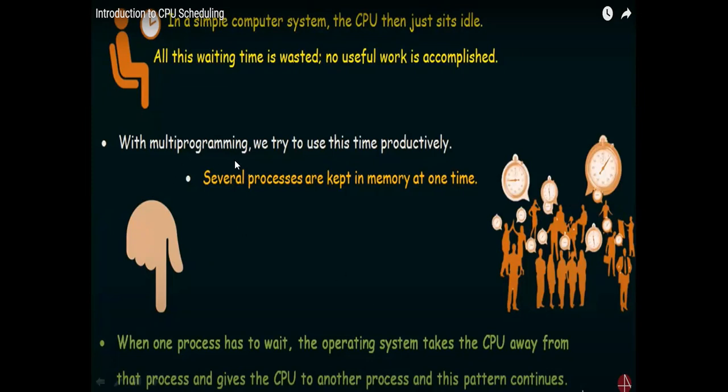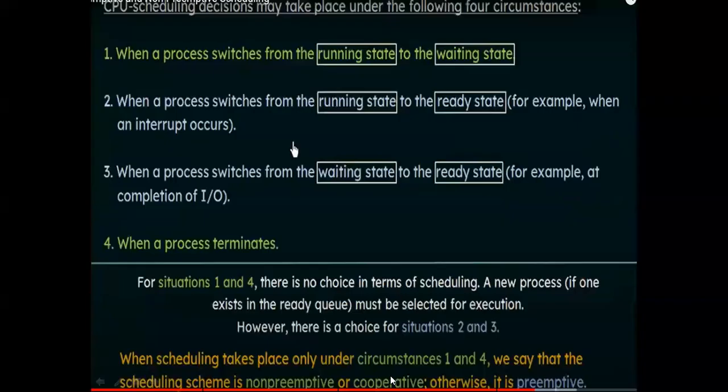If you move on to the multi-programming operating system, we try to use the time in a productive manner. Several processes will be kept in memory at one time. When one process has to wait, the operating system takes the CPU away from that process and gives the CPU to another process, and this pattern continues.